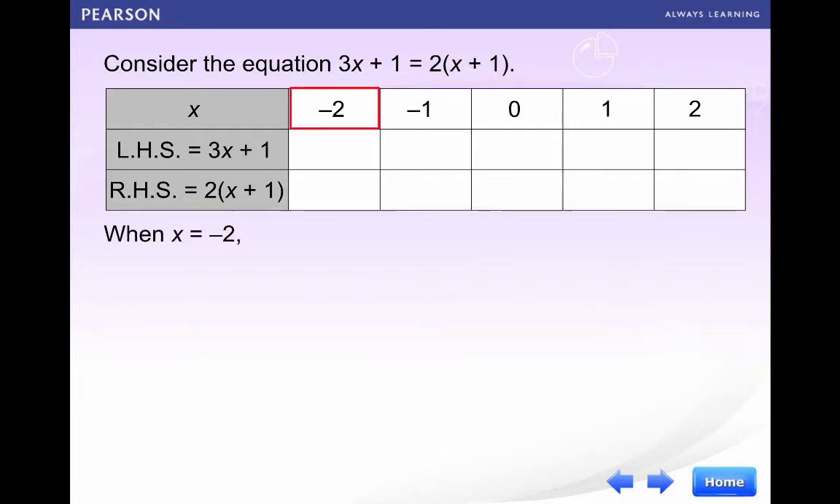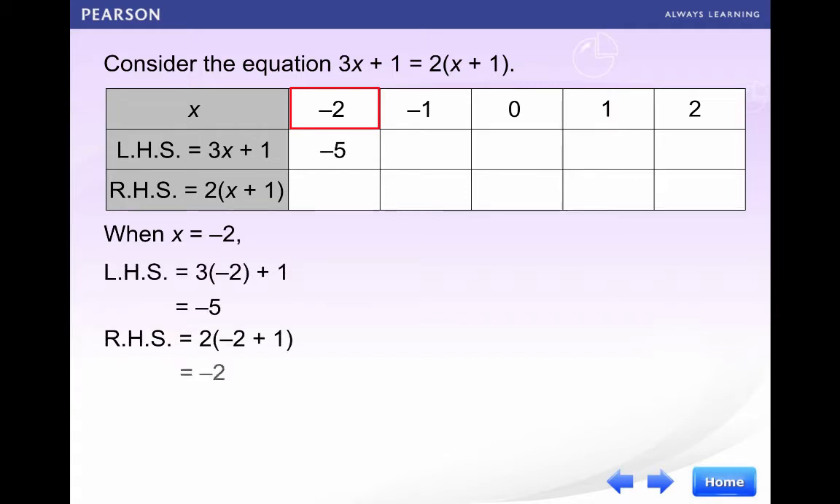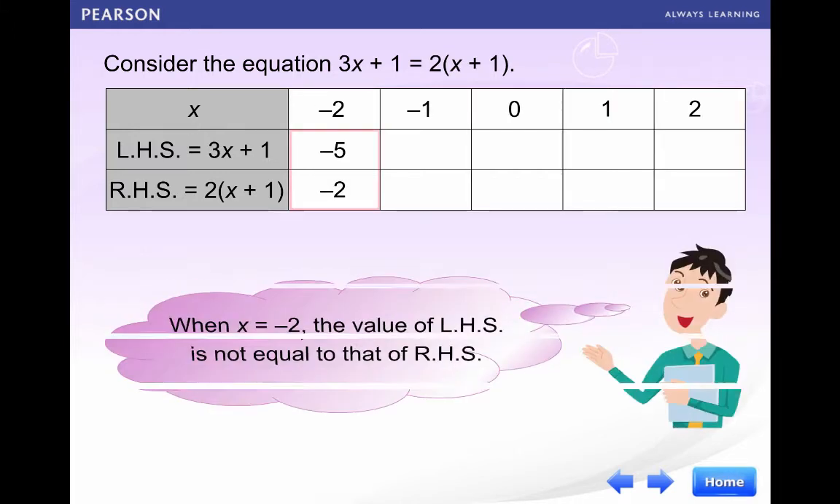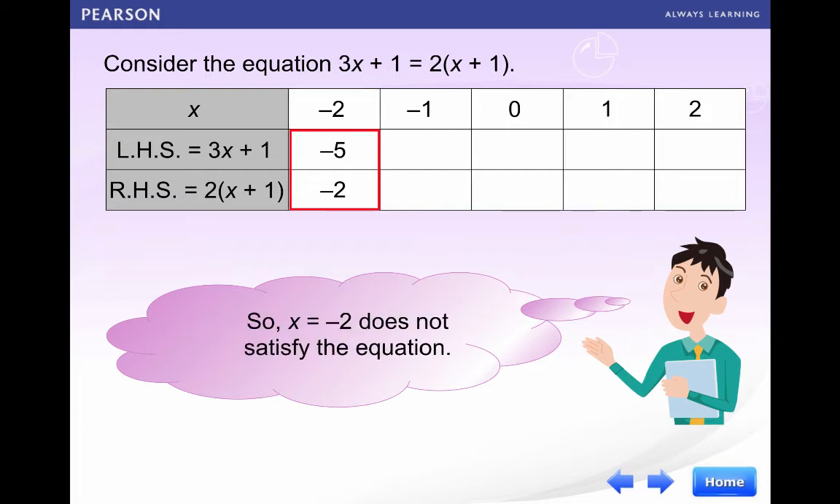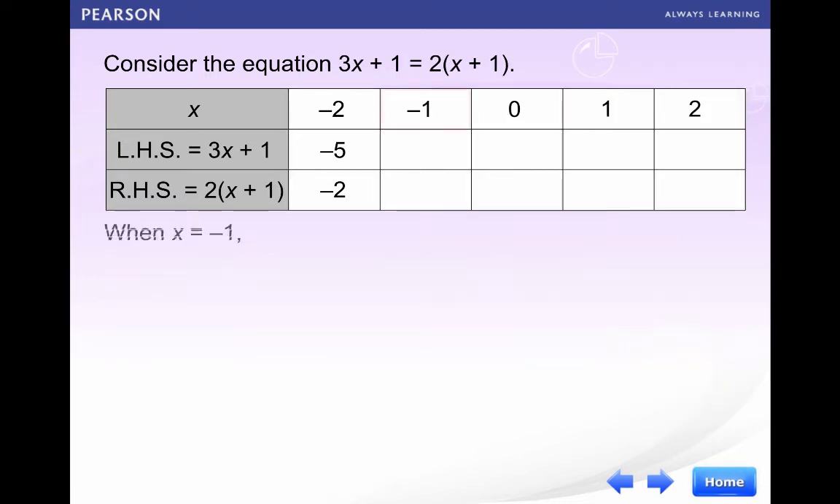So when x equals -2, we use the method of substitution. We can find out that the left hand side is -5, right hand side -2. So this one, x equals -2, would not have the same value for LHS and RHS. So it is not the solution.